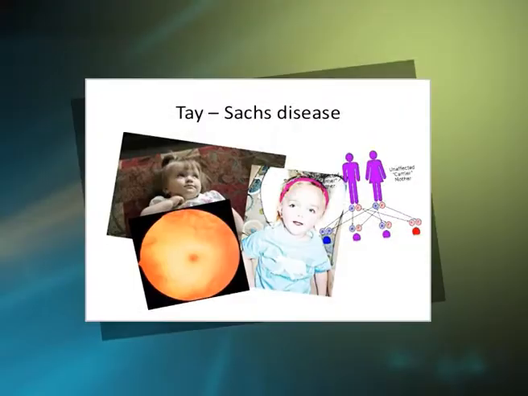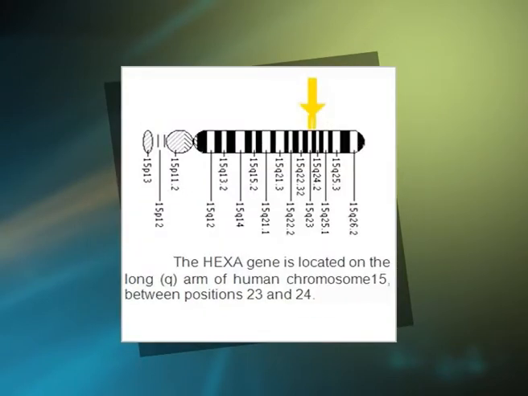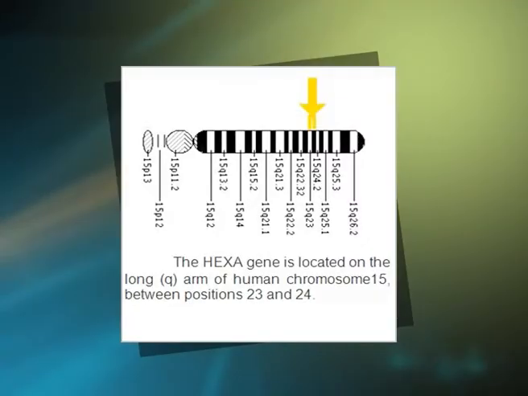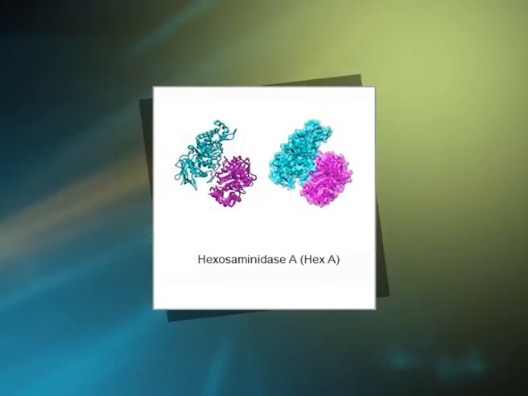Over 100 different mutations have been discovered just in infantile cases of Tay-Sachs disease alone. The most common mutation, which occurs in over 80% of Tay-Sachs patients, results from a 4 base pair addition, TATC, in exon 11 of the HEXA gene. This insertion leads to an early stop codon, which causes the HexA deficiency. You can see in this figure the HEXA gene is located on the long q arm of human chromosome 15 between positions 23 and 24.